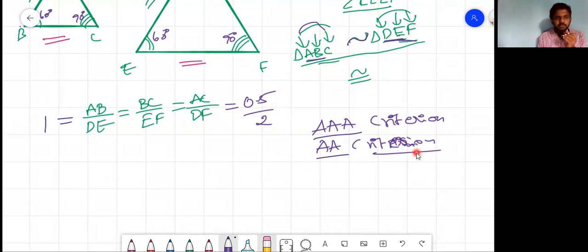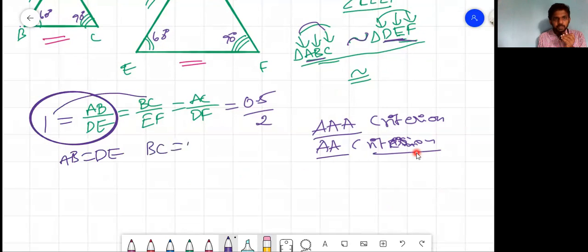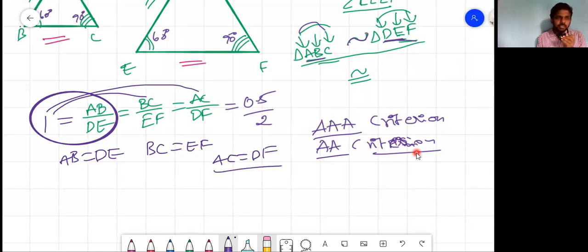So in this case, if you are comparing these two, you will have AB is equal to DE. And if you are comparing these two, you will have BC is equal to EF. And if you are comparing these two, you'll have AC is equal to DF. So this says that the triangles are congruent. If the proportionality ratio is 1, then we can say that the triangles are congruent. If it is less than 1 or greater than 1, we can say that the triangles are similar, right?